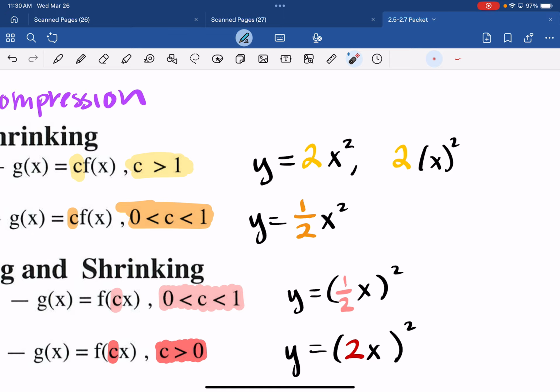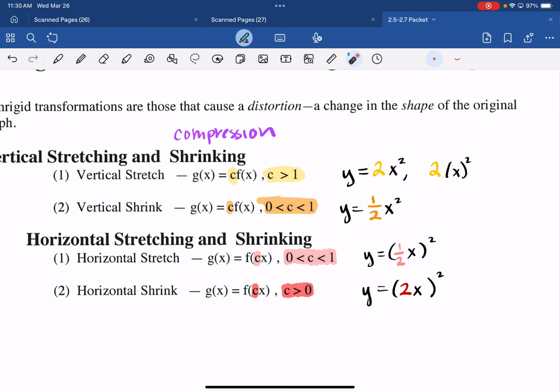Okay, these ones are the hardest transformations, the stretches and the shrinks. We'll see an example of that here right away. But these are by far the most challenging ones.